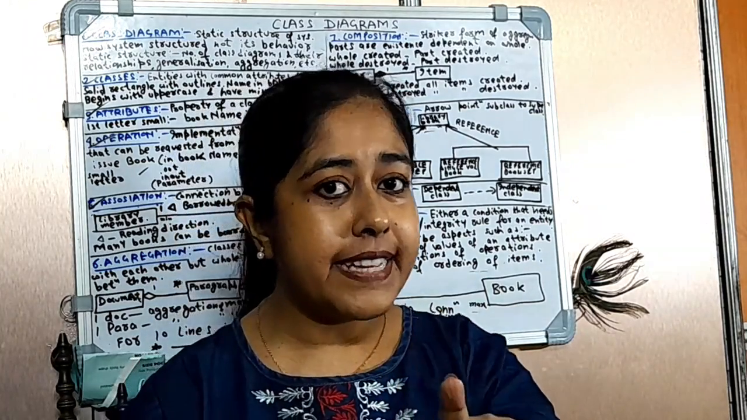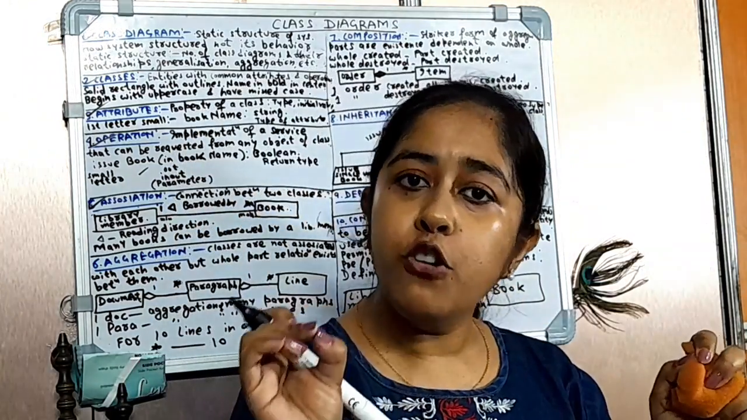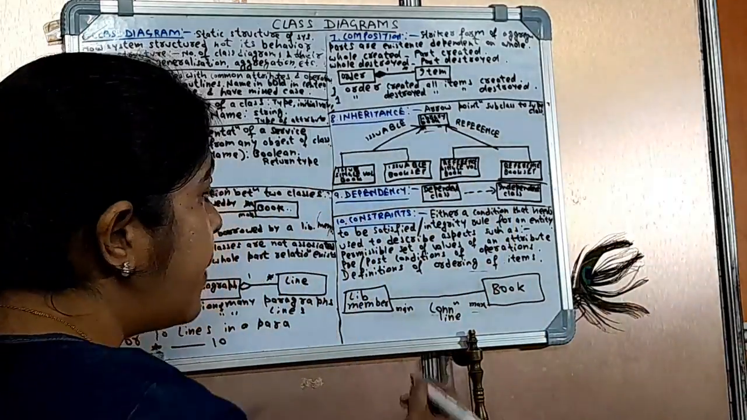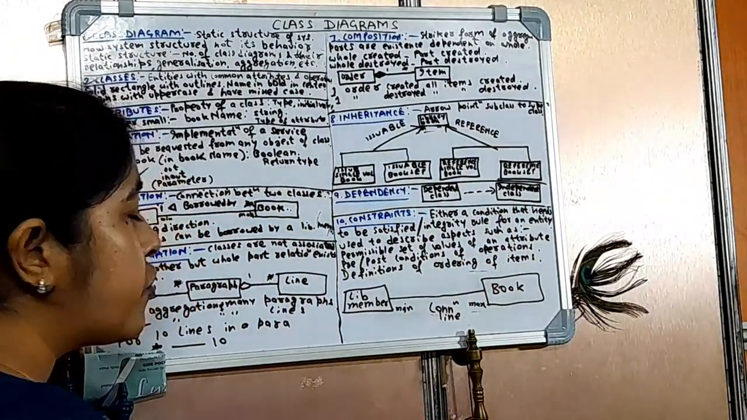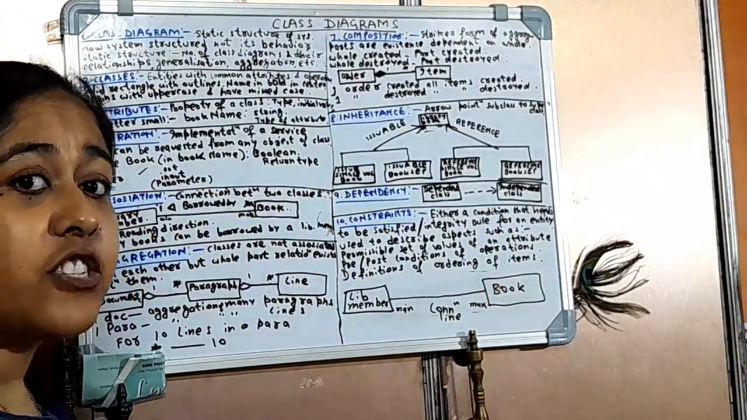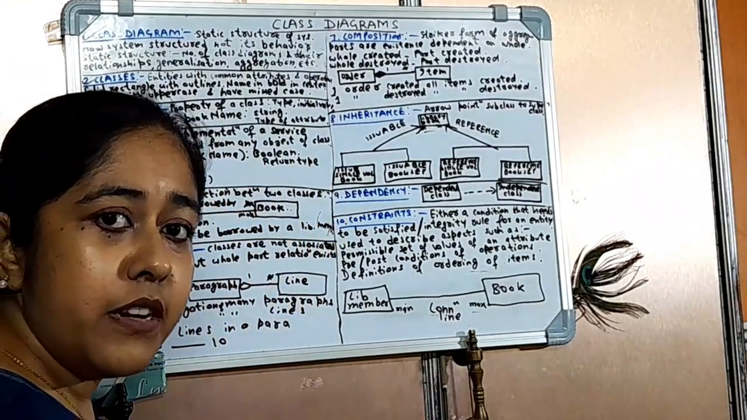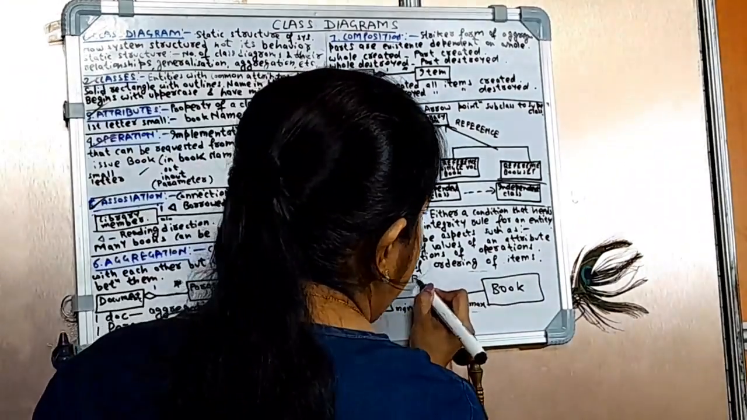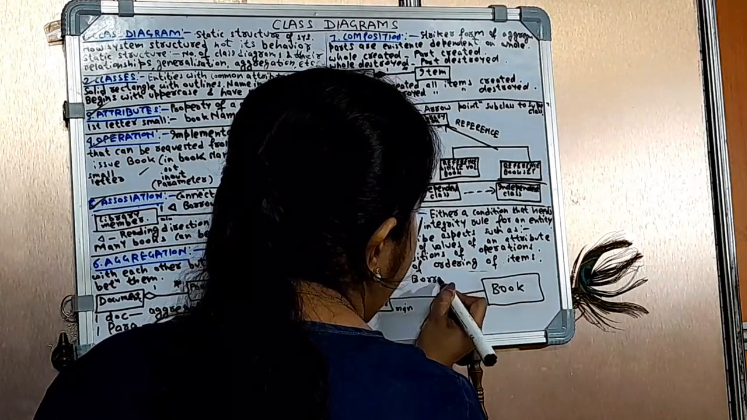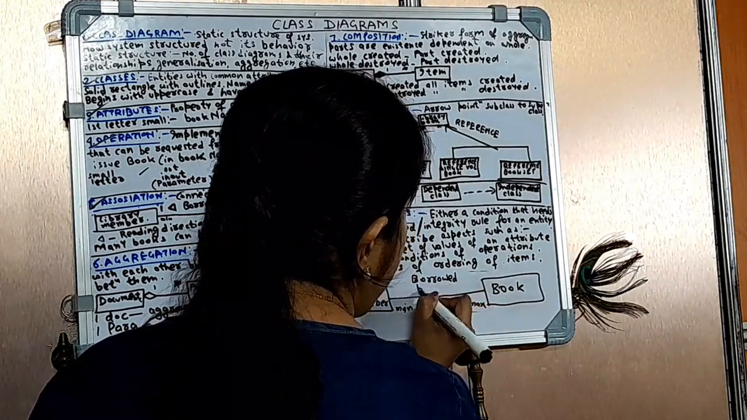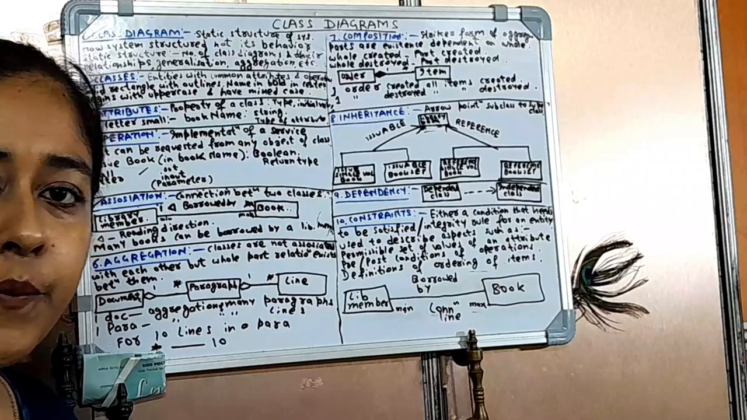So you have to take care what kind of connection you are going to show. First of all, we have to show what the connection is here. What can be the connection between the library member and a book? Borrowed by. A library member can borrow, that is, borrowed by. This is my connection now.